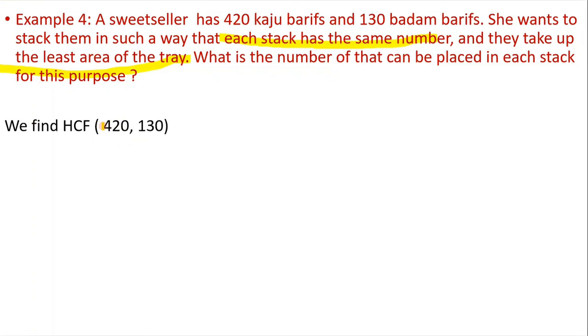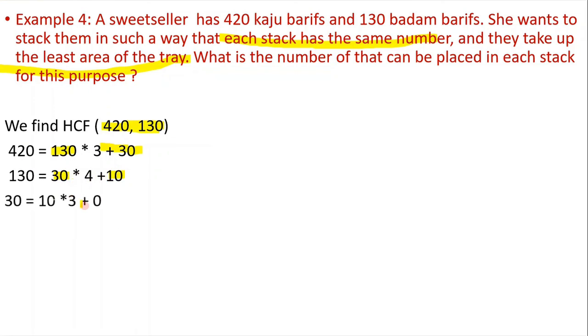Before starting the HCF, the first step is to identify which is the larger number among the given numbers. I can clearly say that 420 is the larger number when compared to 130. So, I can write 420 in terms of 130 as 420 = 130 × 3 + 30. I can write 130 in terms of 30 as 130 = 30 × 4 + 10. I can write 30 in terms of 10 as 30 = 10 × 3 + 0.